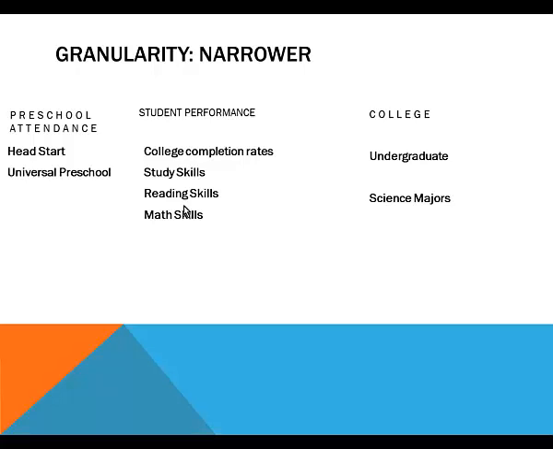For example, instead of just preschool attendance, I may want to look into Head Start programs, or I may want to look into universal preschool. Student performance, I could consider various aspects or facets of student performance, such as, am I interested in their study skills? Am I interested in college completion? Am I interested in reading skills or math skills? For college, I could look at things like what rates of students become college undergraduates or become graduate students. I could look at different kinds of majors if I want to write about preschool leading to more science majors. I could do that as a more specific search.